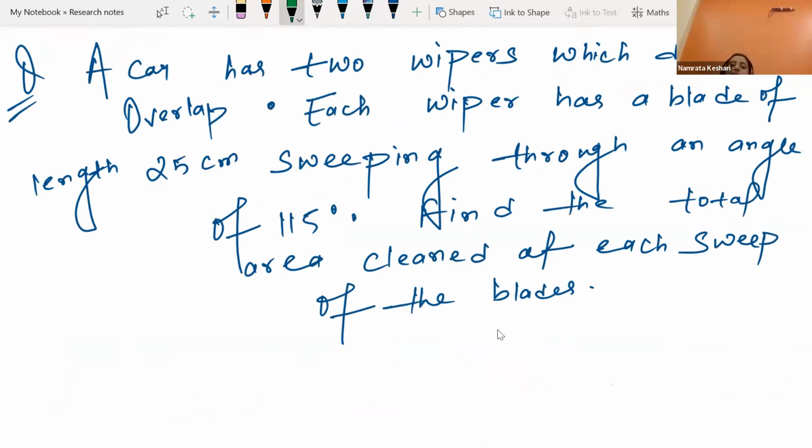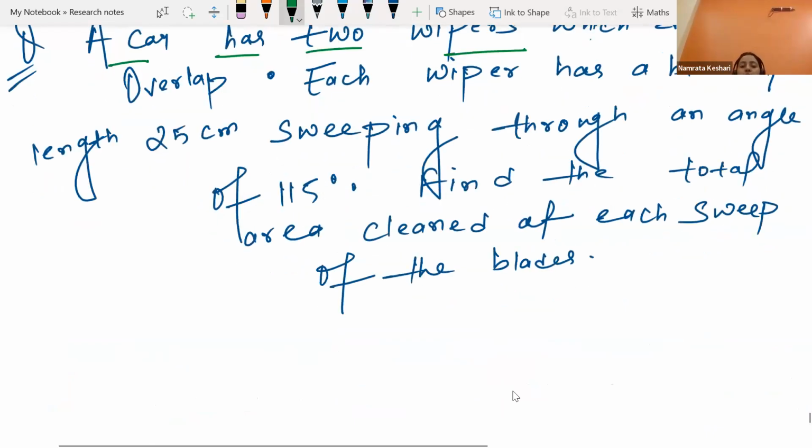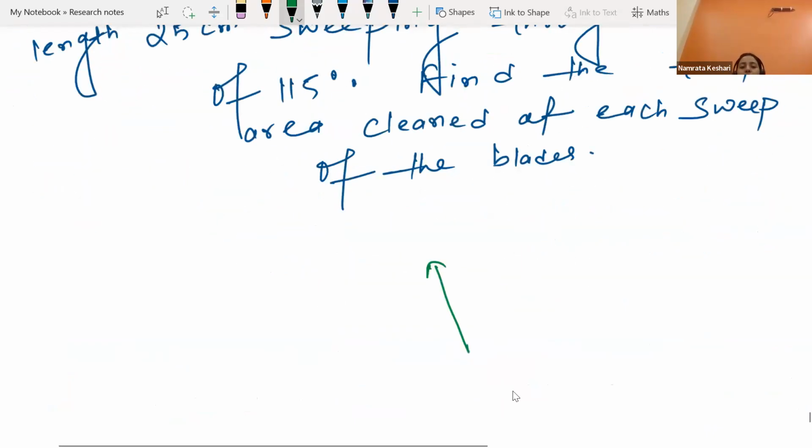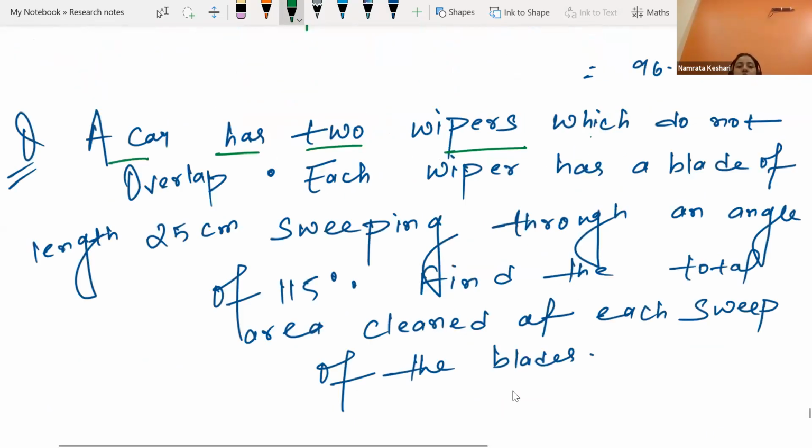Okay, here the next question says that a car has two wipers which do not overlap. Two wipers we are having which do not overlap. Let's read the next one. Each wiper has a blade of length 25 centimeter, sweeping through an angle of 115 degree. Find the total area cleaned at each sweep of the blade.